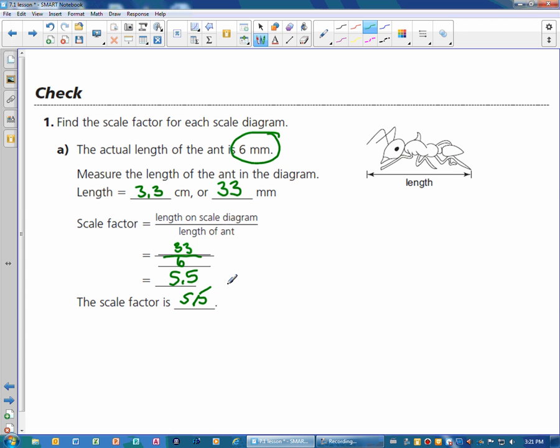Remember, ants are really small. This picture is way bigger than an ant, so our scale factor has to be more than 1. It's an enlargement. So your answer is going to be 5.5, the pen's being weird. Your scale factor obviously has to be bigger because it's being magnified.